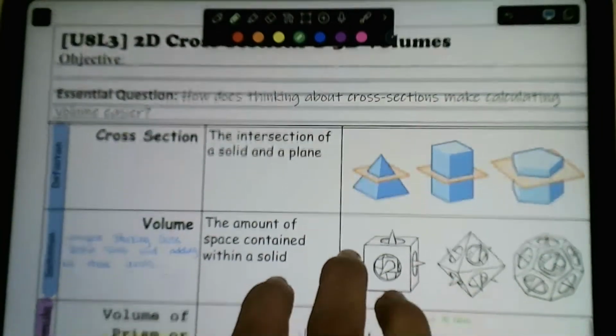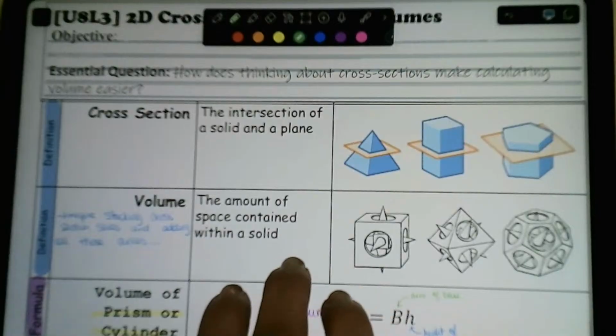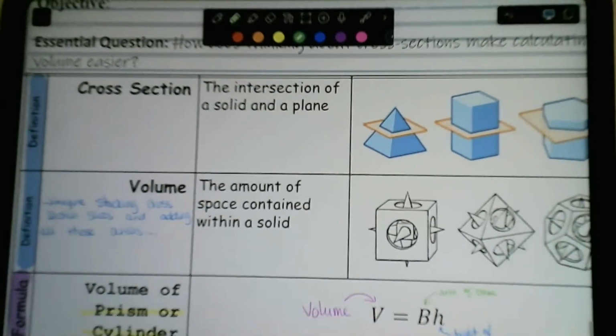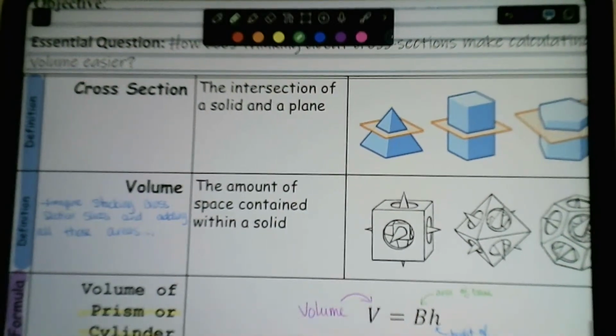Take a look at these cross sections. You may have to grab your cameras to zoom in on what I wrote next to the volume. I'm going to answer this question here.